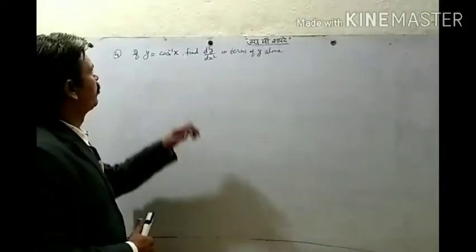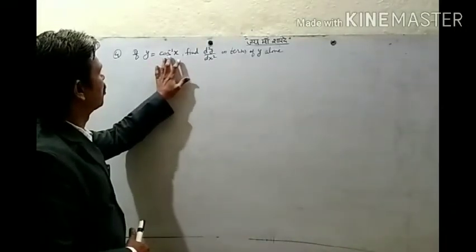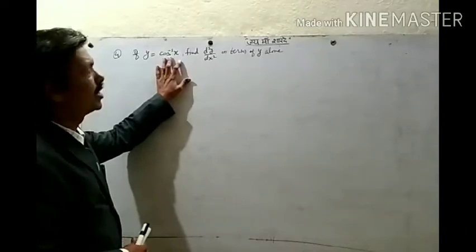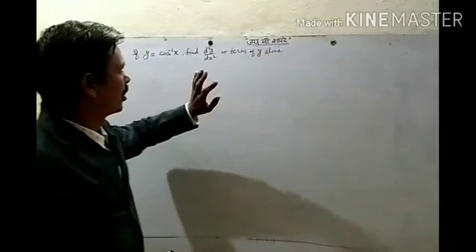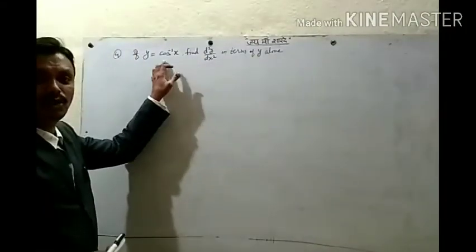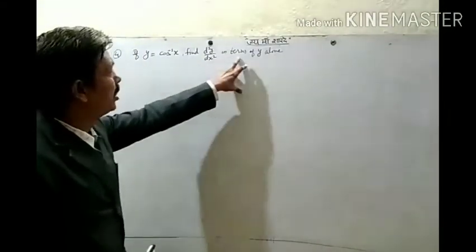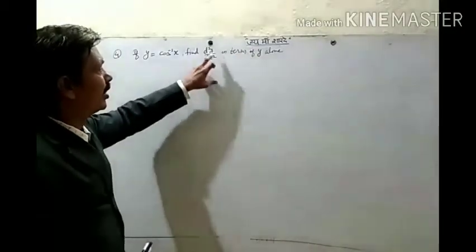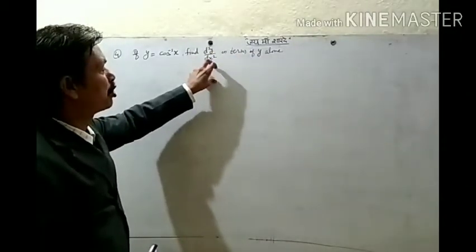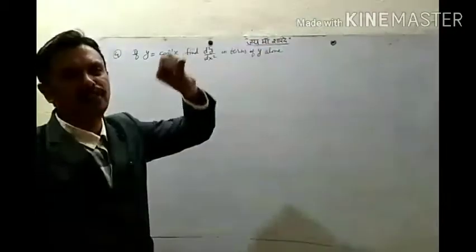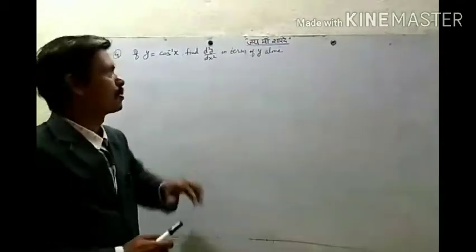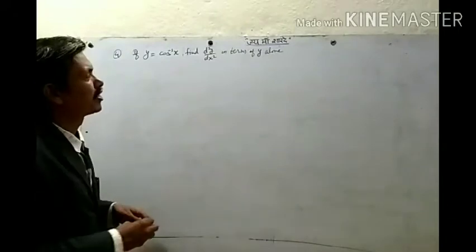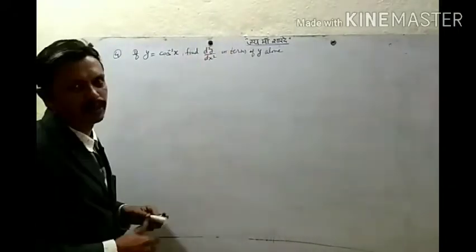Now we want to differentiate y equal to cos inverse x. We want to find the second derivative of y in terms of y alone. Means the value of d2y by dx square should be free from x. There should not be any term of x. Everything should be in terms of y only.